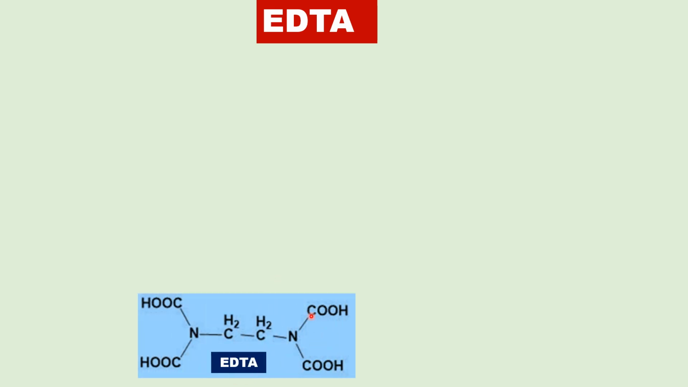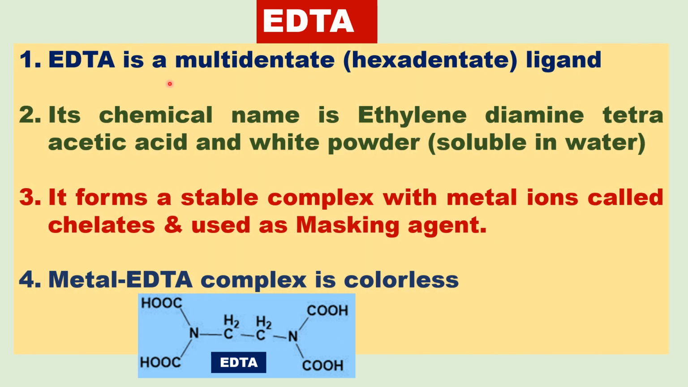Before we study complexometric titration, it is necessary to know EDTA. It is mainly concerned with the EDTA complex formation reaction. So this is the structure of EDTA, ethylene diamine tetraacetic acid. It is a multidentate ligand, or hexadentate ligand. It has 6 coordination sites: 1, 2, 3, 4, 5 and 6.